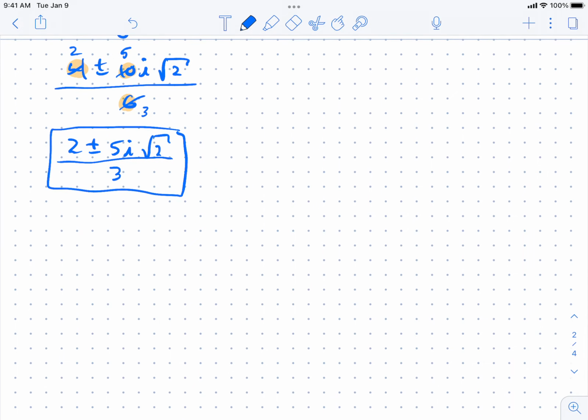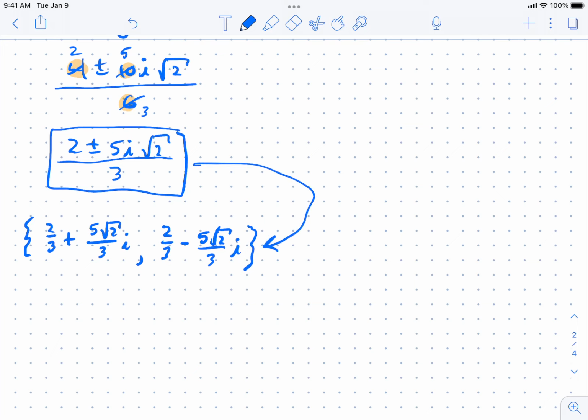Pretty cool. By the way, if you really want to, you could split this up as 2 separate solutions like this. And it's probably worth another look. Make sure you can believe that. Make sure you see that. Make sure you could do it yourself, right? That's supposed to be a 2 inside, by the way. Okay, cool.